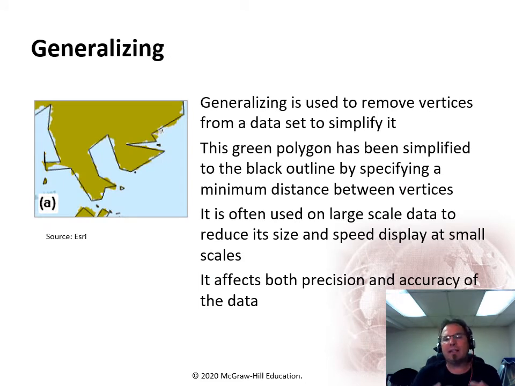So generalizing data is something that is done quite often in GIS or in geography and cartography in general. It de-emphasizes certain aspects of your map, which yes, you do lose precision and accuracy. There's no doubt about that. But sometimes you want this for a couple of reasons: to simplify it visually, because sometimes people get bogged down in the details, and to reduce file size or display when you're looking at large areas or small scales. So there are reasons to do this.